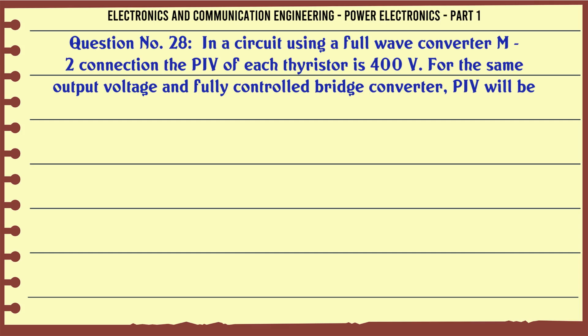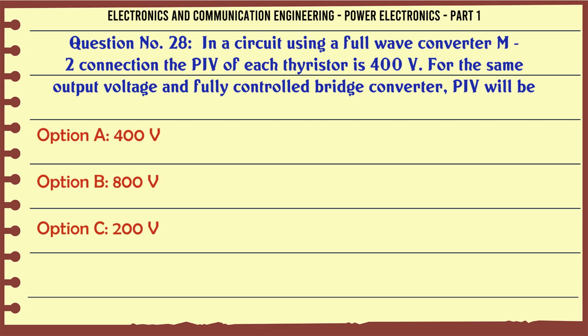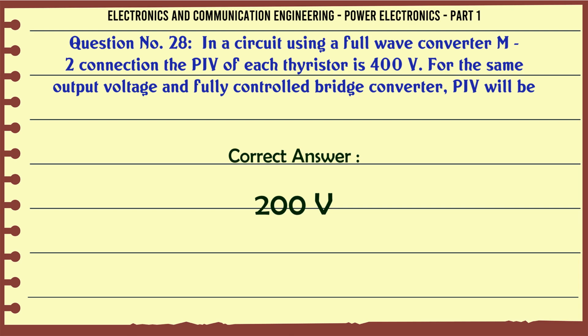In a circuit using a full wave converter M2 connection, the PIV of each thyristor is 400 V. For the same output voltage, in fully controlled bridge converter PIV will be A 400 V, B 800 V, C 200 V, D 202 V. The correct answer is 200 V.